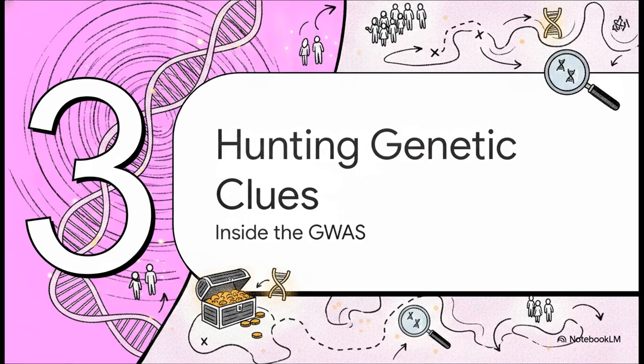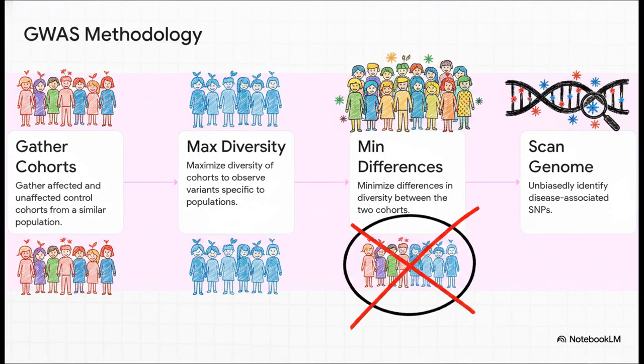Let's look inside the Genome-Wide Association Study, or GWAS. So, if complex traits are caused by tons of tiny variants, how do we actually find them? Well, think of a Genome-Wide Association Study, a GWAS, as a massive population-level treasure hunt. To run one, scientists follow a strict set of steps. First, they gather an affected cohort, so people with the disease, and an unaffected control cohort from a similar population.